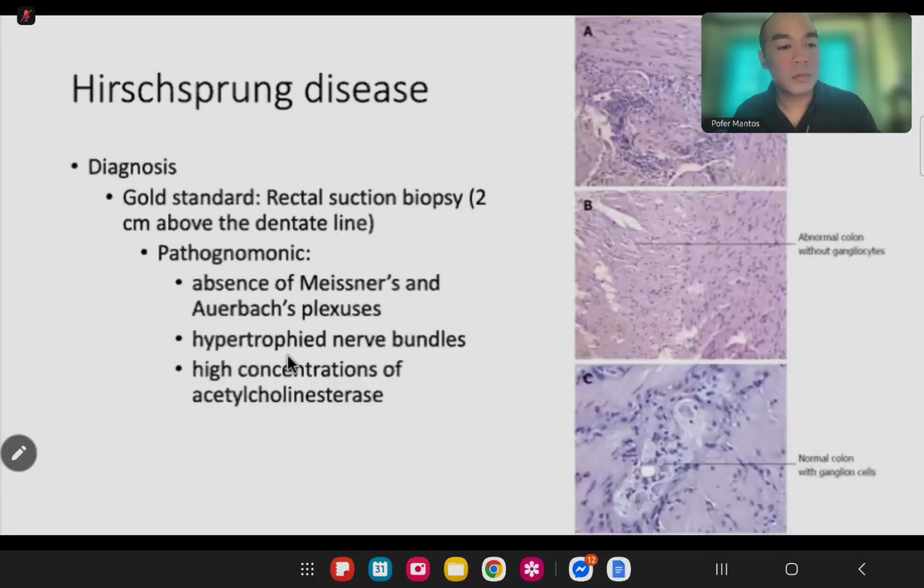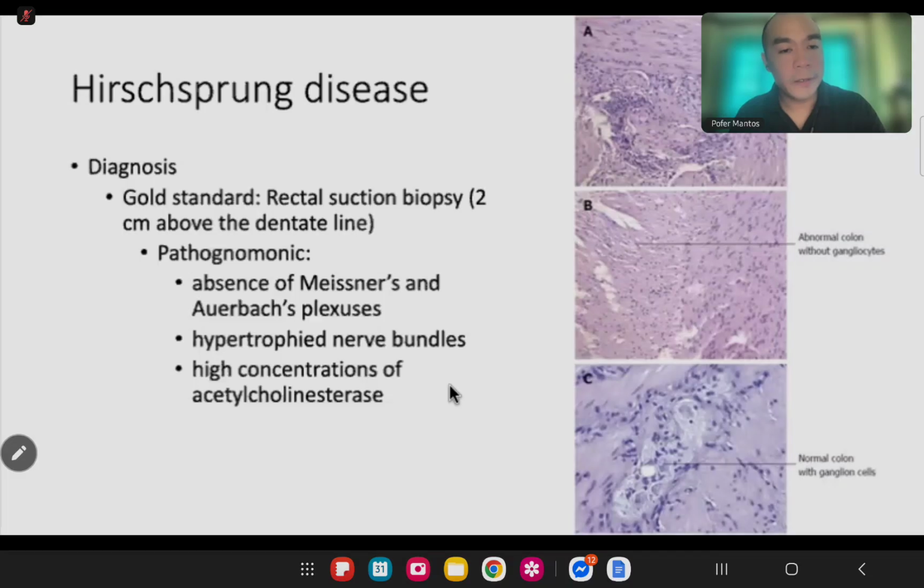Okay. So there, no? So muna yung mga pathognomonic findings sa Hirschsprung disease: absence of Meissner's and Auerbach's plexuses, hypertrophied nerve bundles, and high concentrations of acetylcholinesterase.